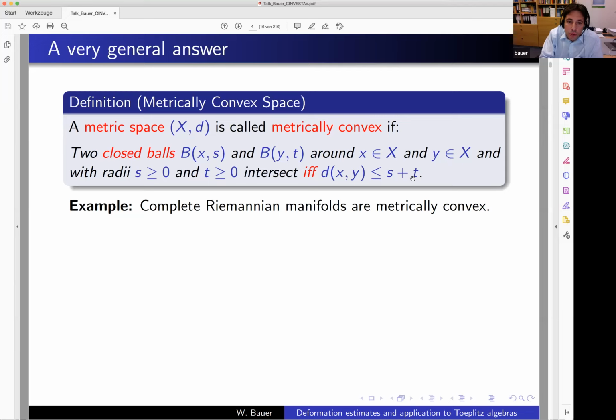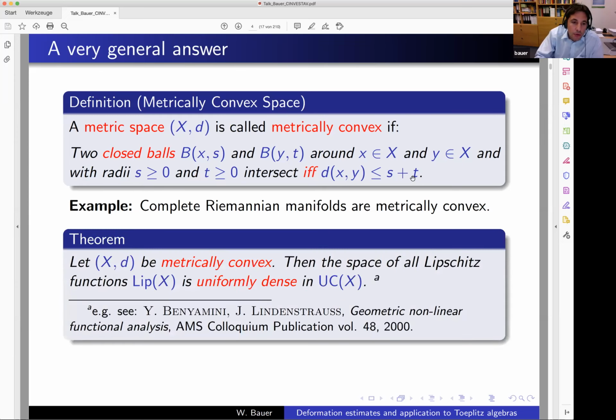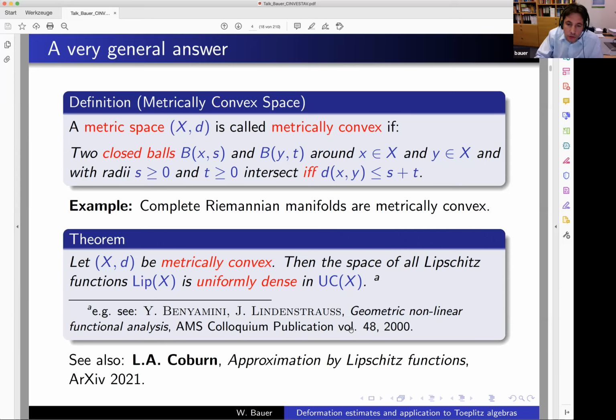There are metric spaces which are not metrically convex. For example, you can define certain unit spheres in certain Banach spaces which do not have this property. However, if you have a metrically convex space, then it is well known that Lipschitz continuous functions are uniformly dense in uniformly continuous functions. And if you want to see a proof, you may look at this book by Benyamini and Lindenstrauss from 2000. And there's a very recent, very nice and short paper by Lou Coburn, where he discusses approximation by Lipschitz functions, from this year. You'll find it on arXiv.